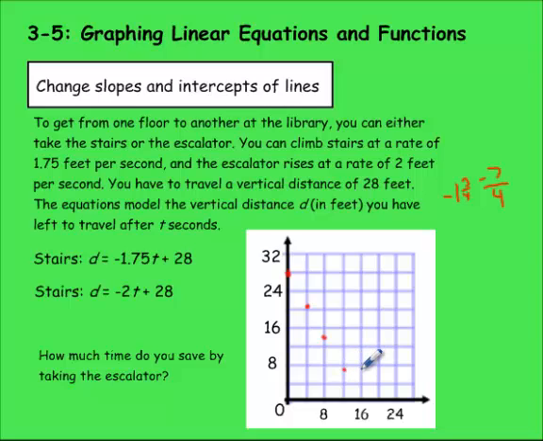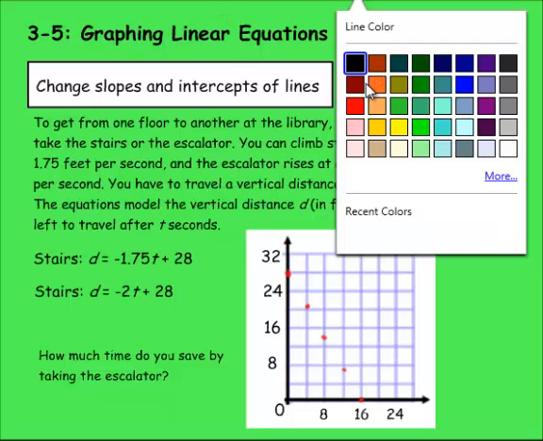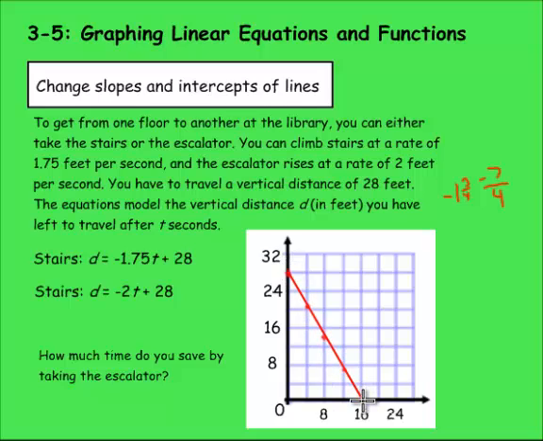And another run of 4 to 16 would go from 7 to 0. So here I am with no more feet to travel after 16 seconds. I've made it all the way through the stairs. So let's draw this line in red. So this would be the stair method.